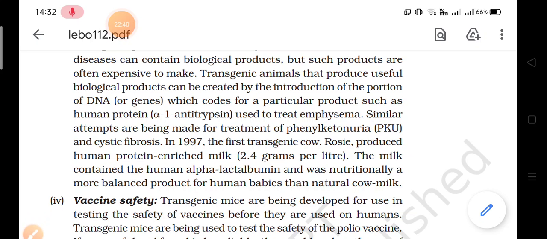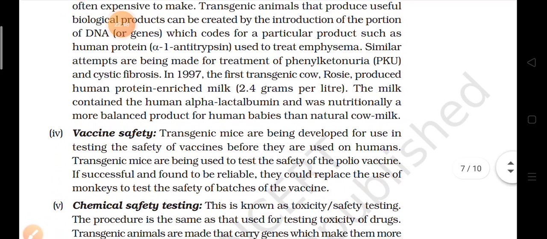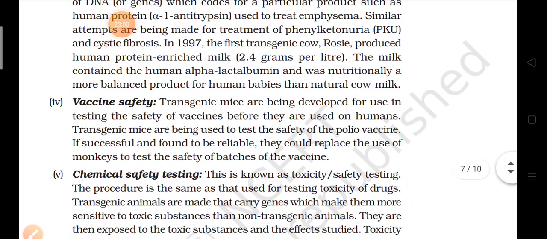So what is done, these transgenic cows are made so that they can provide milk which has human protein. Then vaccine safety. Suppose some vaccines have been developed for human cure and they cannot be directly applied on the human body. So what is done, these animals are made transgenic. For example, transgenic mice, etc.